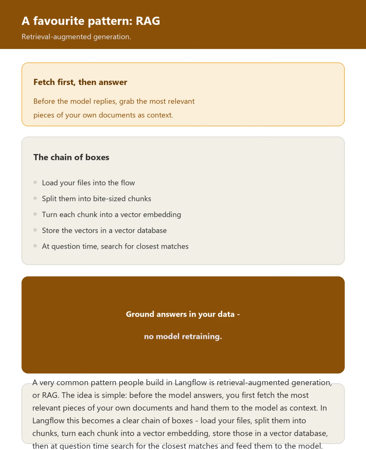A very common pattern people build in Langflow is called Retrieval Augmented Generation, or RAG. The idea is simple. Before the model answers, you first fetch the most relevant pieces of your own documents and hand them to the model as context. In Langflow this becomes a clear chain of boxes. You load your files, split them into chunks, turn each chunk into a vector embedding, store those in a vector database, and at question time you search for the closest matches and feed them to the model.